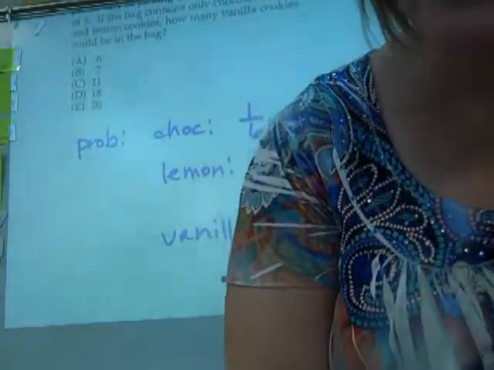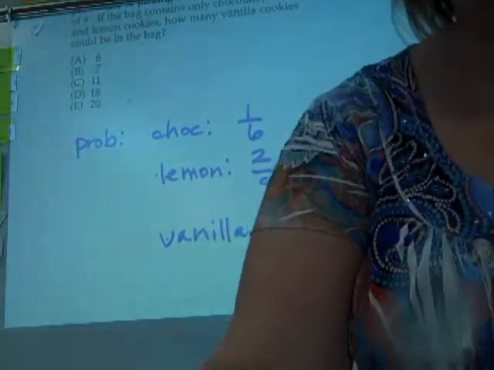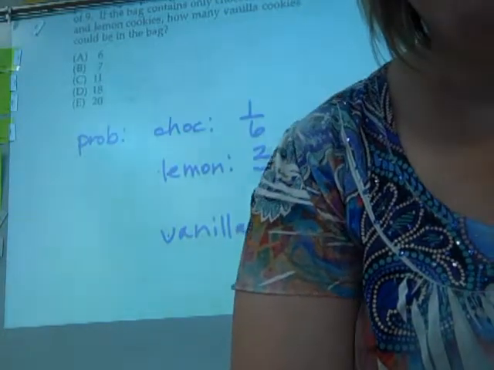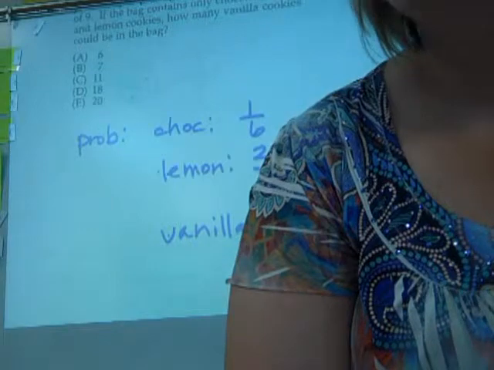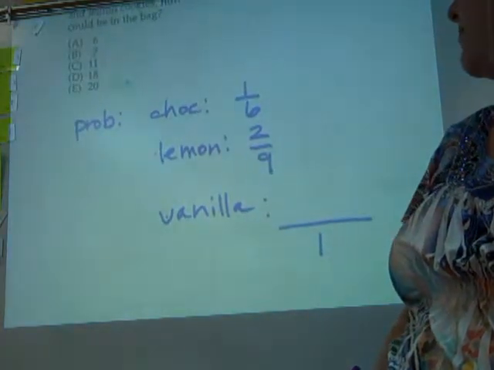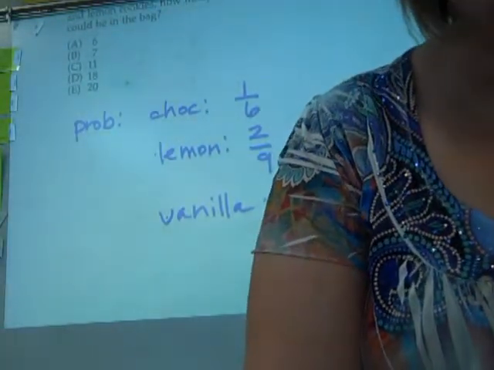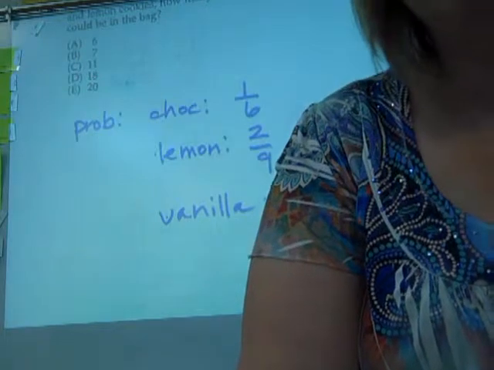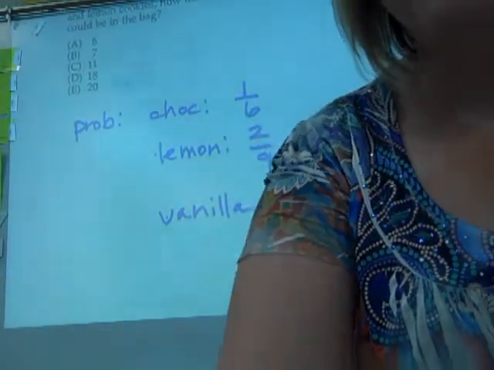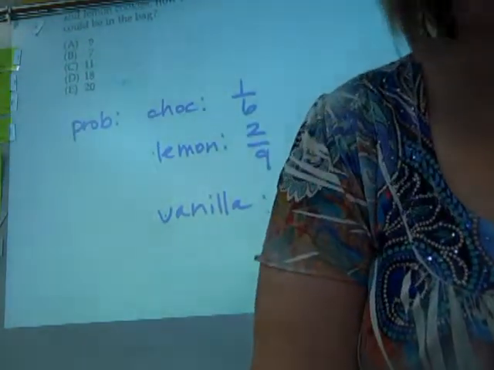If there's only chocolate, lemon, and vanilla in the bag, what do all of their probabilities have to total up to? Have to total up to 1, right? It's like percents. The probability of you pulling a cookie out is 100%, right? Every time you pull a cookie out, you're getting a cookie. The different probabilities are the different types of cookies. So with probabilities, the individual probabilities always have to add up to 1.